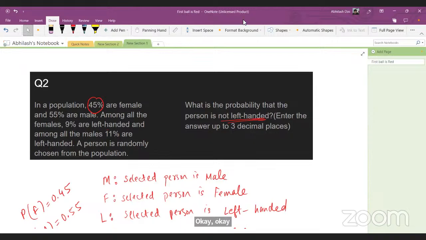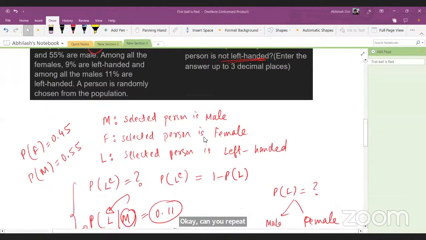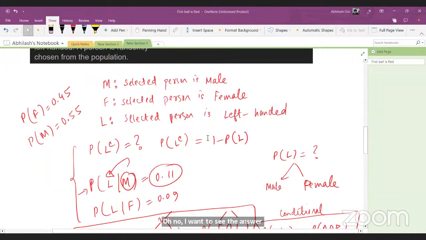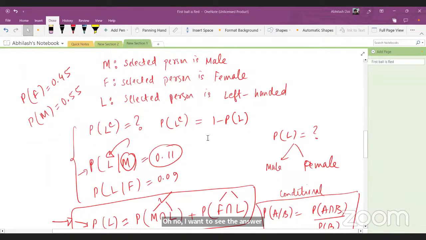Sir, could you please scroll down? Sorry. Please scroll down. Okay, can you repeat? Scroll down. I want to see the answer. Okay, scroll down. Yeah, this is the solution.